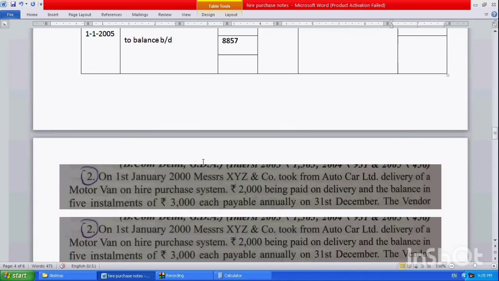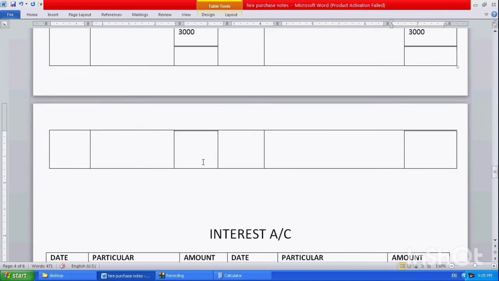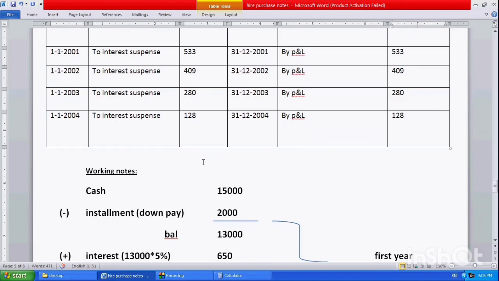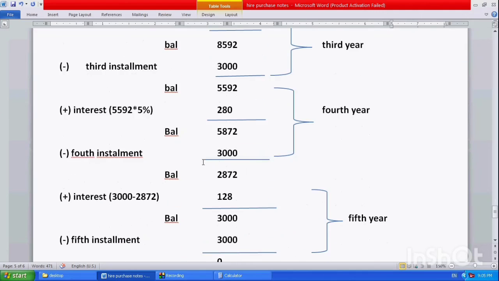So we have to calculate the interest account, vendor account, motor car account, and working note. This is the way we have to prepare it.